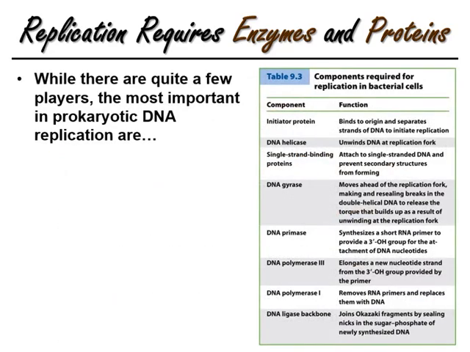There's the list. So here is what I would ask that you know. You need to know what an initiator protein is, helicase, single-stranded binding protein, gyrase, primase, polymerases in general, and ligase. So while there are quite a few players, the most important in prokaryotic DNA replication are these.